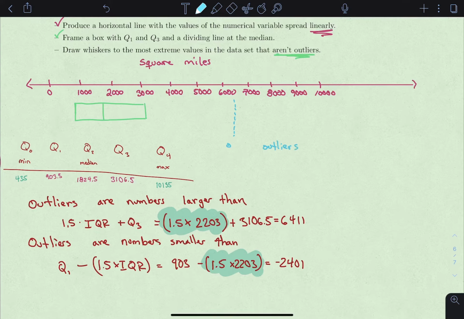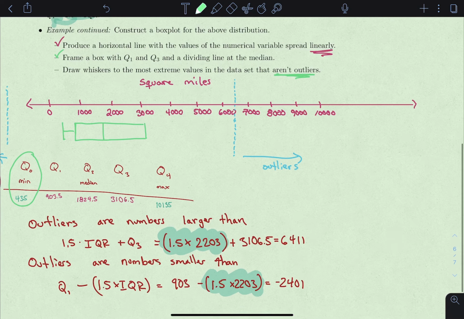And now we just need to go to our data set and find the most extreme values that aren't outliers. On the small end, we already know what that is. It's 435, because 435 is the minimum value. So that'll be maybe right around here. And the whisker just looks like a line, a vertical line, and then a horizontal line connecting back to the box. Let's go back to the data set itself to find the biggest number that's less than 6,411. We're looking for the most extreme value that is not an outlier.